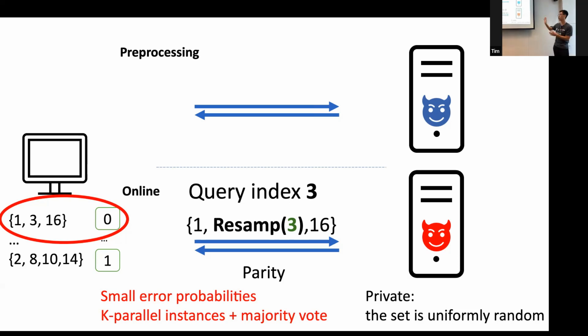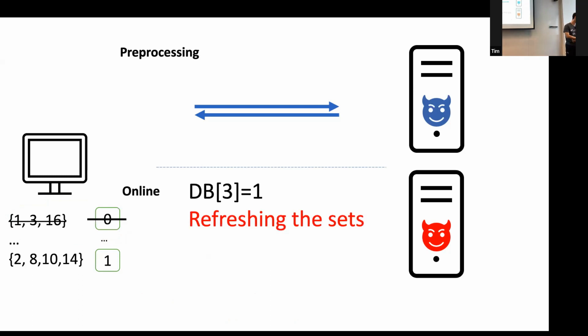In our talk, because we always use the tilde notation, we don't really care about the log n factor. So we can just run parallel instances and perform majority voting to get a negligible error probability. I talked about how we cannot reuse the same set. Otherwise, just like he said, we will leak some information. So after we use that set, we need to refresh the sets. Basically, we want to replace that consumed set with another one.